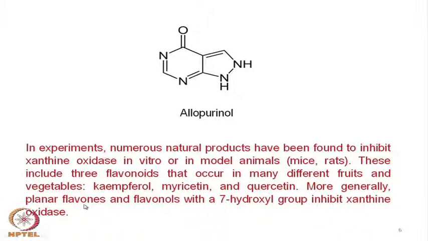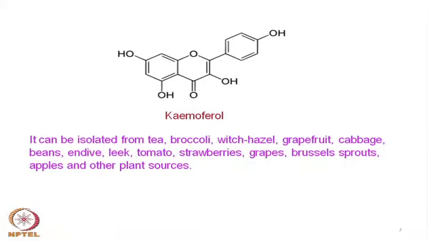So, these and some other planar flavones and flavonols, with a 7-hydroxy group, inhibit the corresponding xanthine oxidase. So, there are a large number of molecules apart from allopurinol that function as inhibitors of xanthine oxidase. This is the corresponding structure.